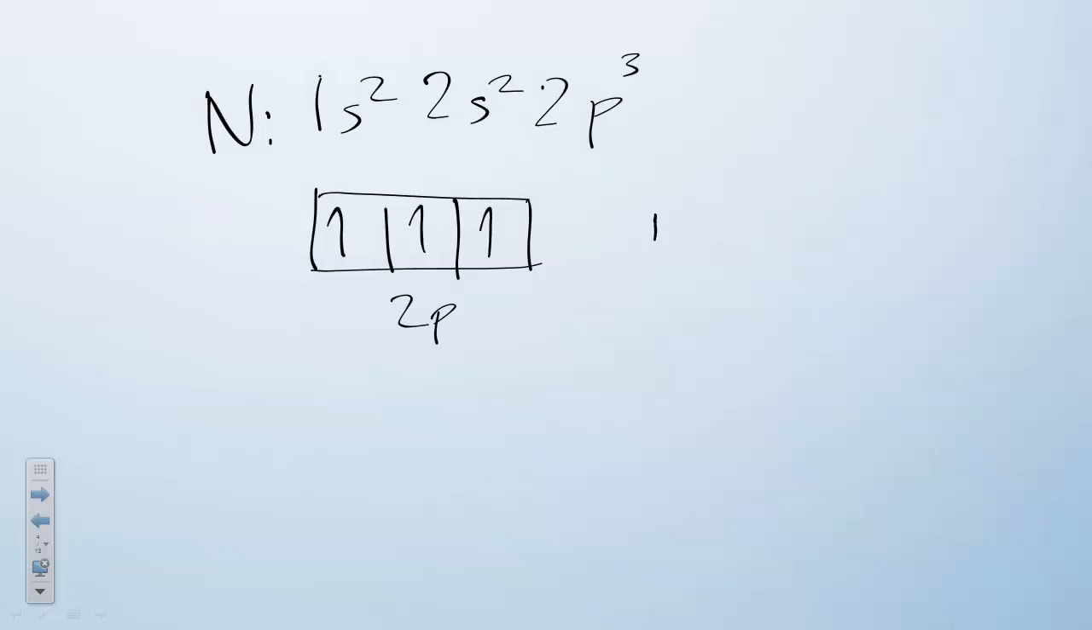Again, the quantum address here: n equals 2, L equals 1, M sub L equals plus 1, and M sub S is equal to plus 1/2, with it being an upward facing arrow. Now we go on to oxygen. Oxygen receives an 8th electron, so it has 1 more electron than nitrogen.